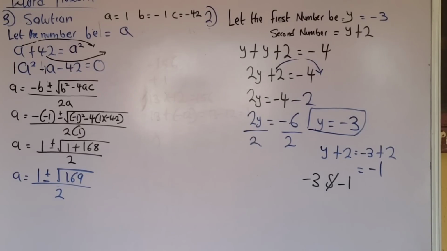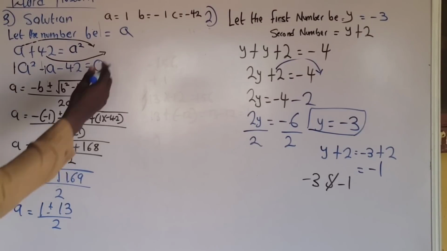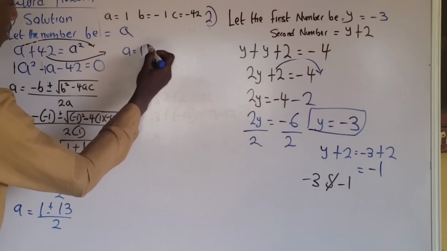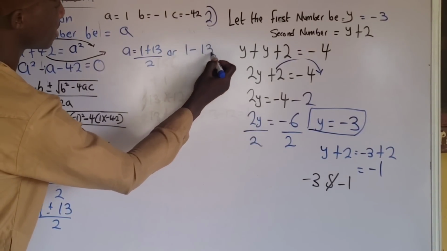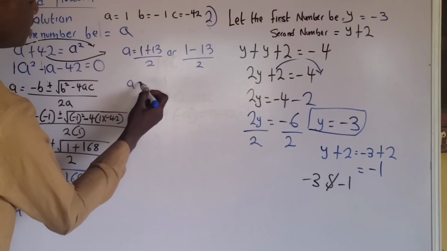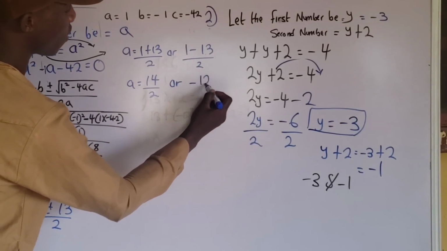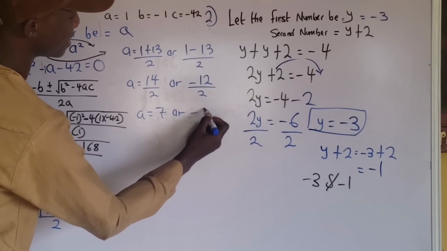Now we have gotten to this point. What is the square root of 169? The square root of 169 is 13. So I'm going to have A is equal to 1 plus or minus 13 all over 2. So I'm going to separate this now. A is equal to 1 plus 13 all over 2, or 1 minus 13 all over 2. A is equal to 14 all over 2, or negative 12 all over 2. A is equal to 7 or negative 6.